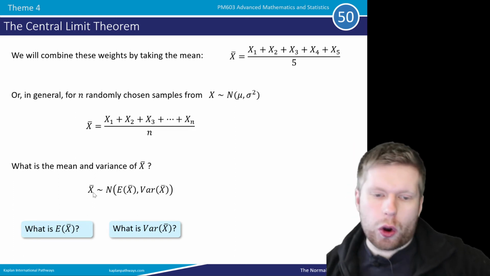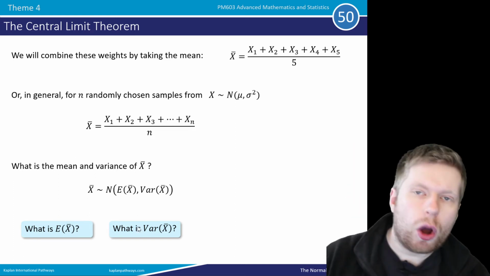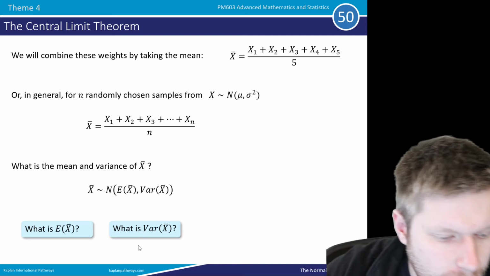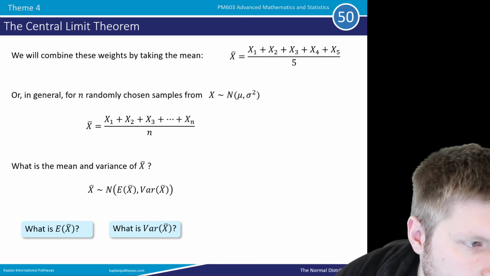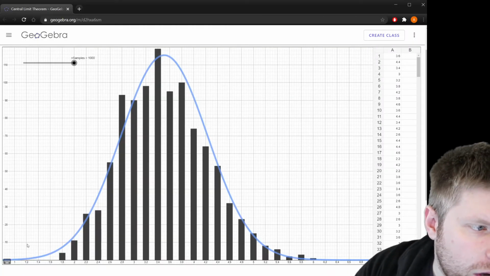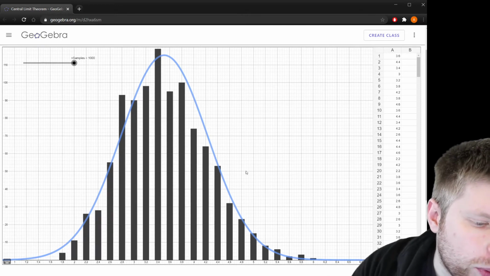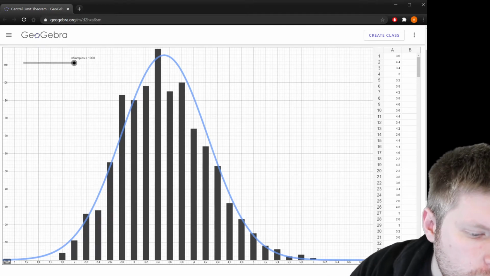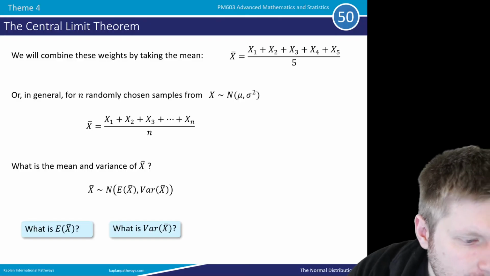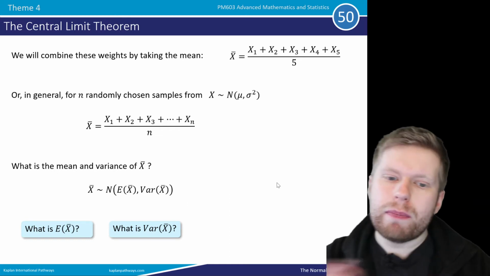Because I want to know, well, okay, x bar, I know that that's still going to be normally distributed, right? I saw that with my curve here. I know that as I take more samples, it's still going to follow a normal distribution, okay? But my question is, well, okay, what's the mean and what's the variance?